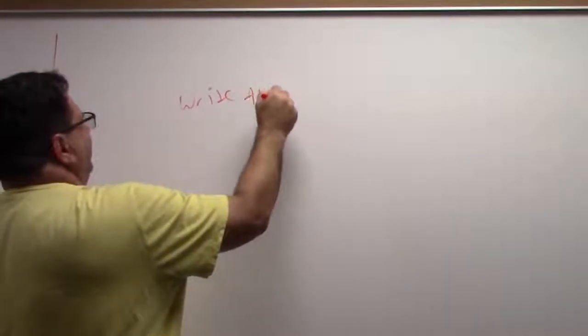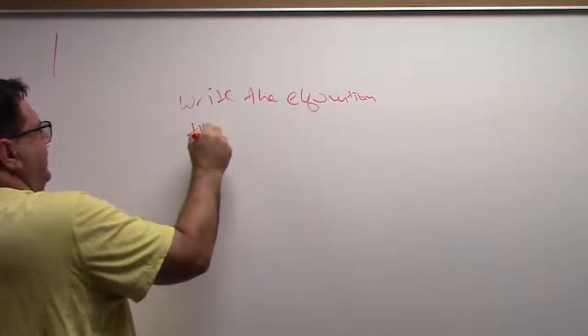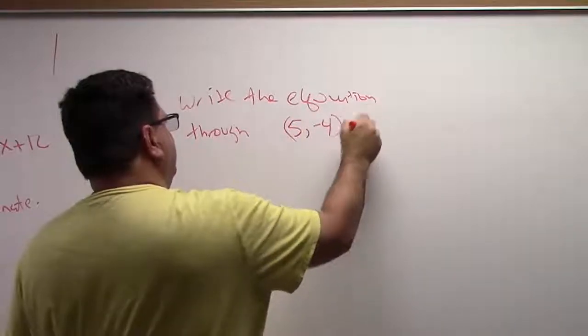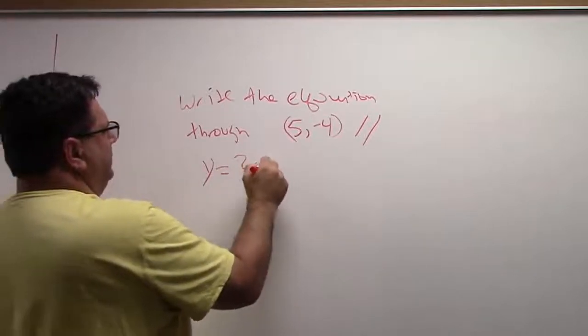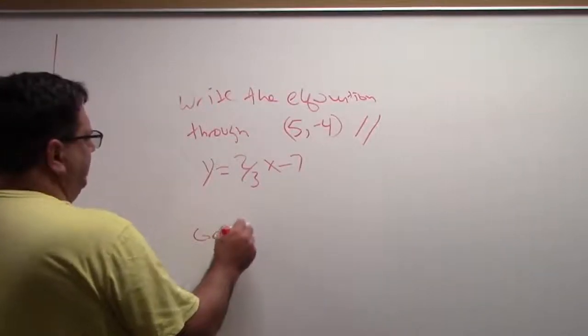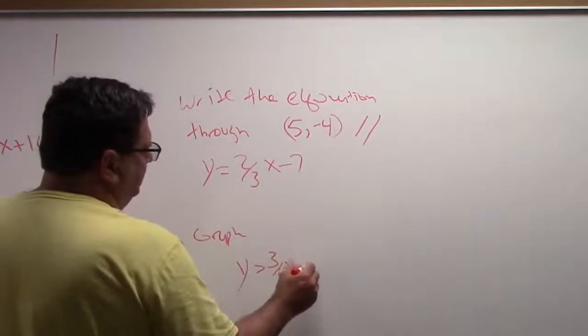Write the equation through 5, -4, parallel to y equals 2/3 x minus 7. Okay? Graph y is greater than 3/4 x minus 5.